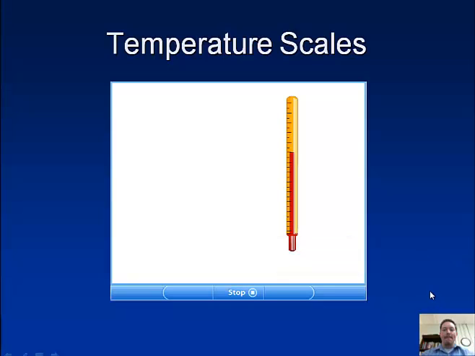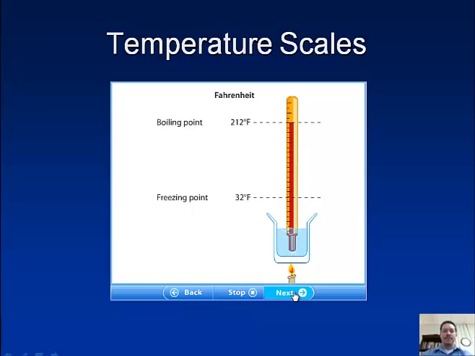A number of different temperature scales are in common use. In the United States, the Fahrenheit scale is commonly used for purposes of meteorology and medicine, as well as in most non-scientific areas. On this scale, the freezing point of water falls at 32 degrees, and the boiling point of water falls at 212 degrees. On the Fahrenheit scale, these two reference points are separated by 180 degrees.